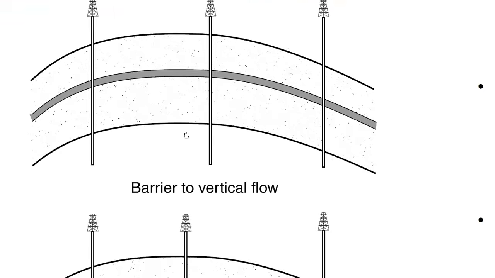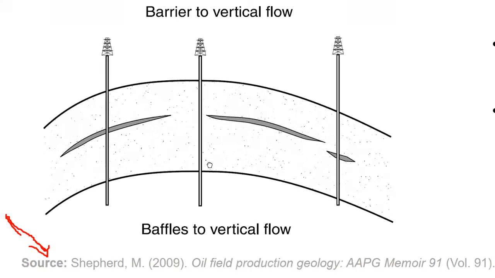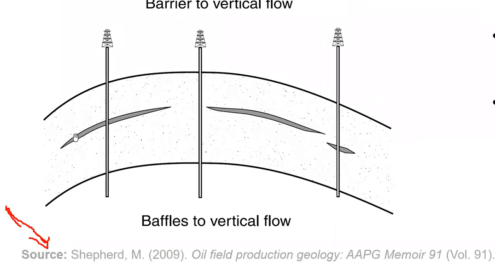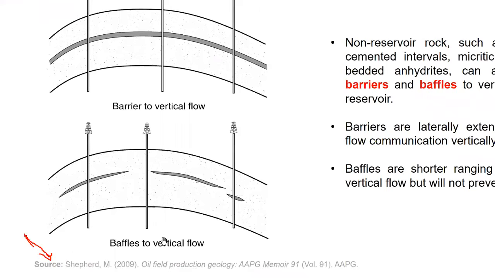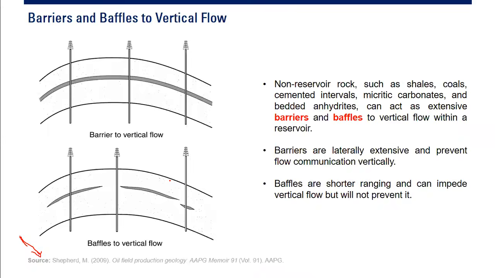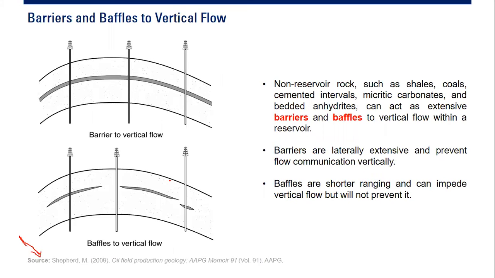And down there, we have another picture. Again, the gray layer, but they are disconnected. They are not continuous. And we call this thing baffles. All right, so barrier to vertical flow, baffles to vertical flow. They will hinder vertical flow, but they are different. One is more continuous, one is more disconnected.